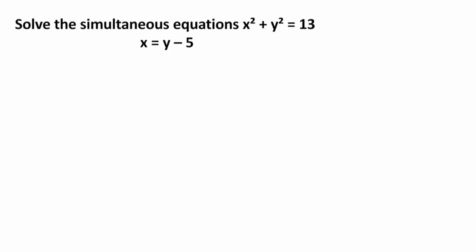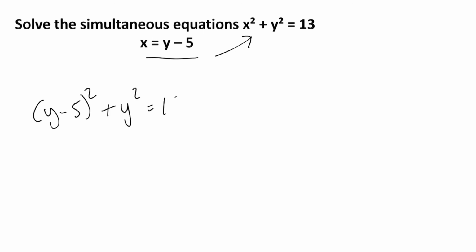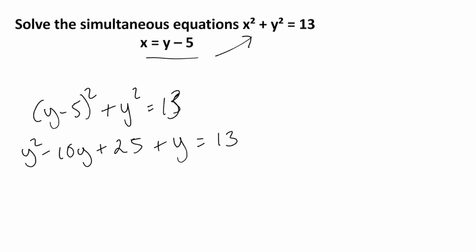Solve the simultaneous equations x squared plus y squared equals 13, x equals y minus 5. First thing I'm going to do, I'm going to substitute this equation into this equation. So what we should have is (y minus 5) squared plus y squared equals 13. Going to expand this, so it's y squared minus 10y plus 25 plus y squared equals 13. I'm going to collect like terms: 2y squared minus 10y plus 12 equals 0. I'm going to divide everything by 2.